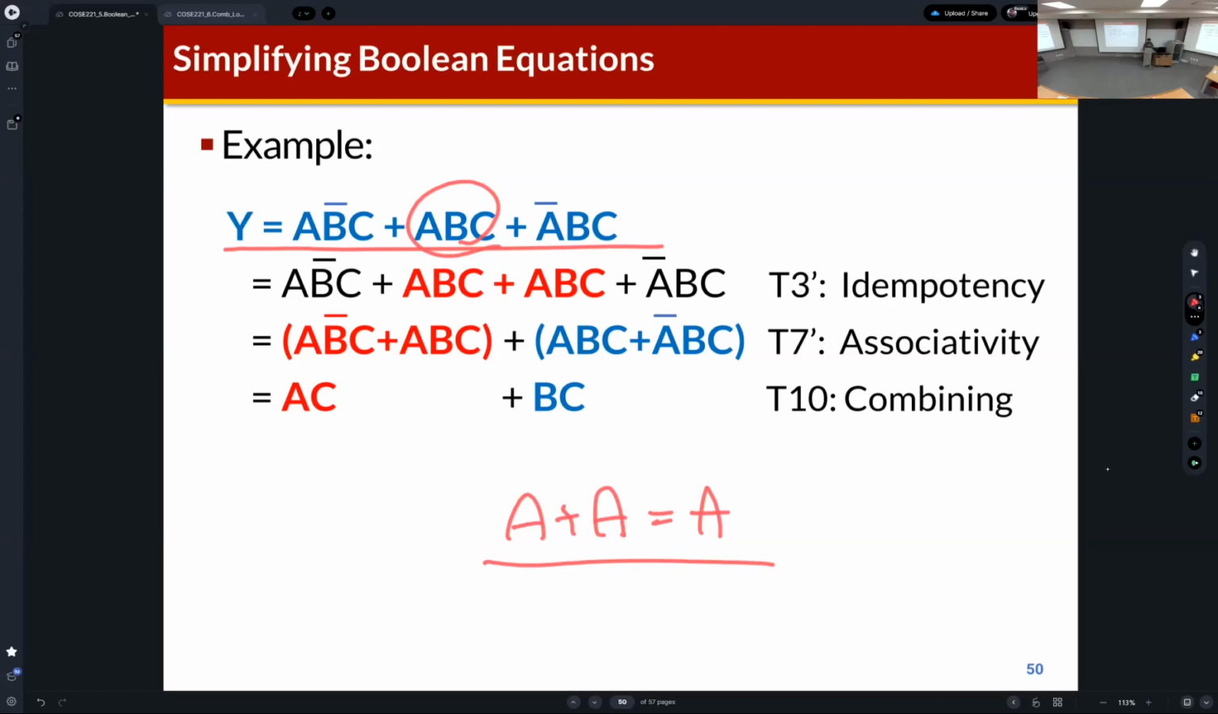we can apply the associativity theorem. Because for this term, we can focus on this term. Associative means that we can just use brackets to rewrite this equation. So we can group these terms, and then also we can group these terms. Okay.